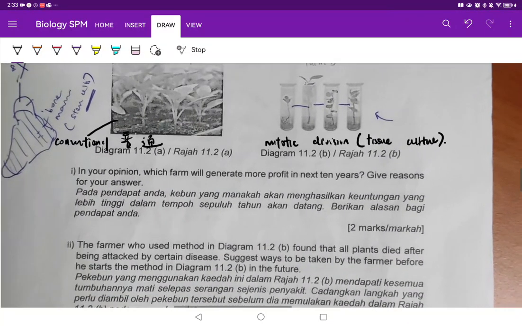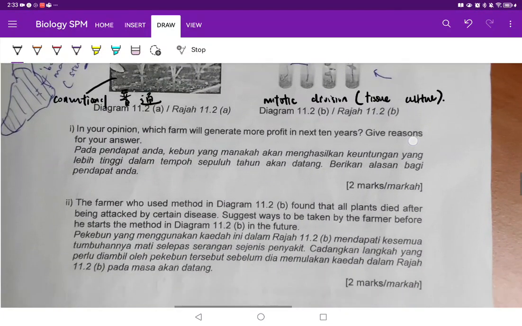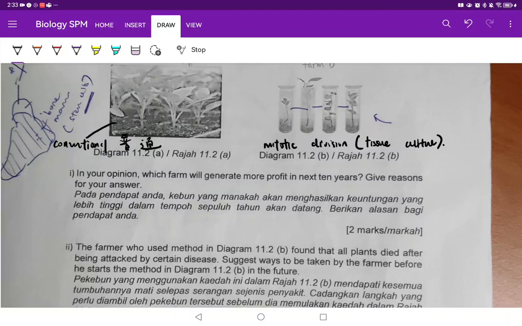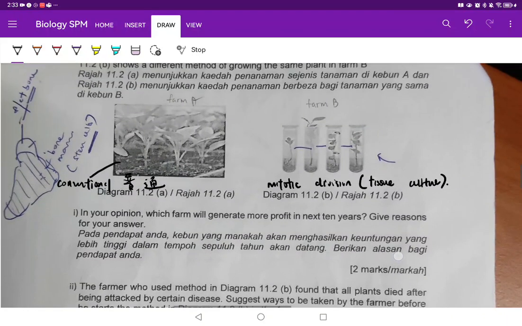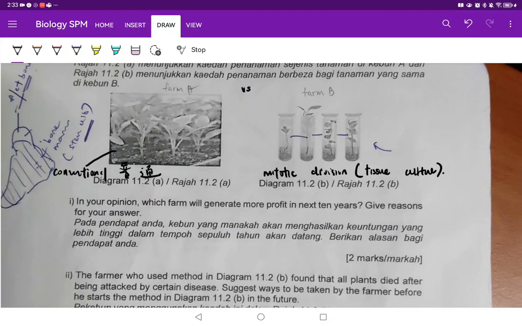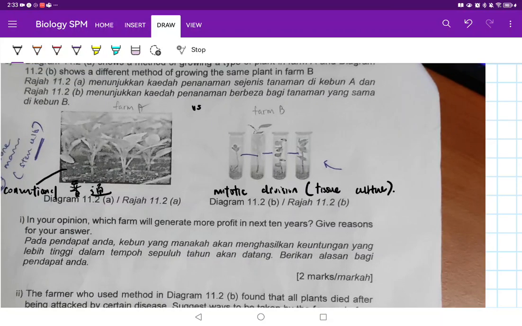And so, which farm will generate more profit in the next 10 years? So you have to give reasons lah. So in this case, you have to compare farm A and farm B. Alright? So farm A uses the conventional method. Farm B uses mitosis. Okay, so in this case, they use the plantlets of the same plant, right? And then they keep on dividing. So these are all the exact same plants. Alright?